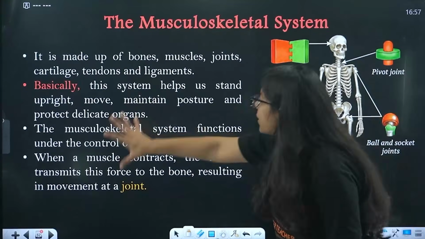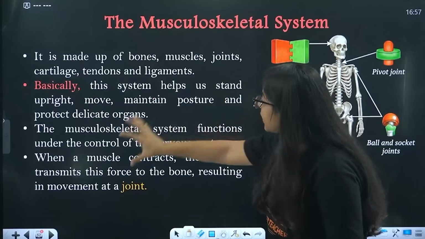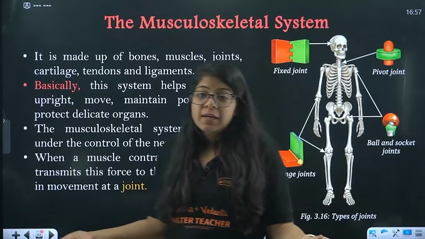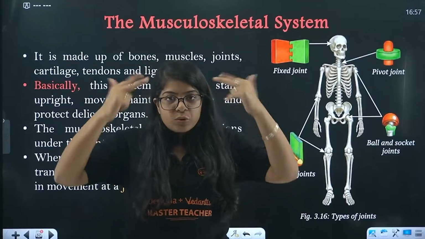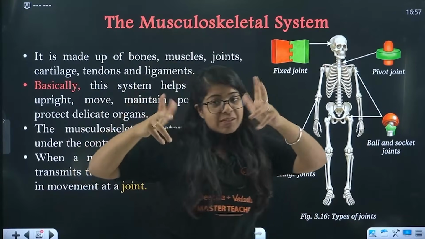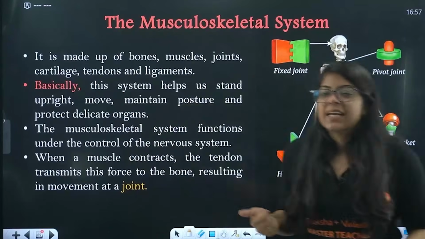Okay, the musculoskeletal system functions under the control of the nervous system. Now obviously my brain controls it, right? My brain asks me to do this. I don't know why, but it is programmed like this. So my musculoskeletal system is working through my nervous system.